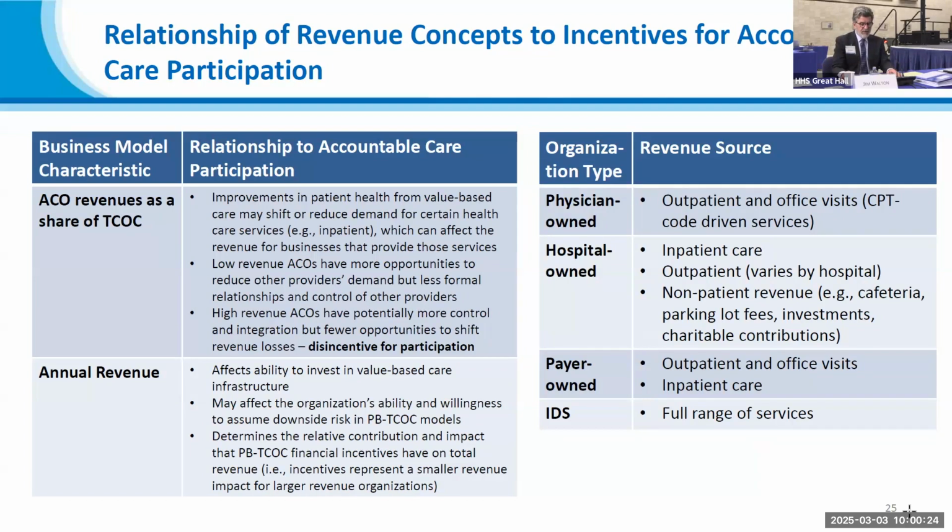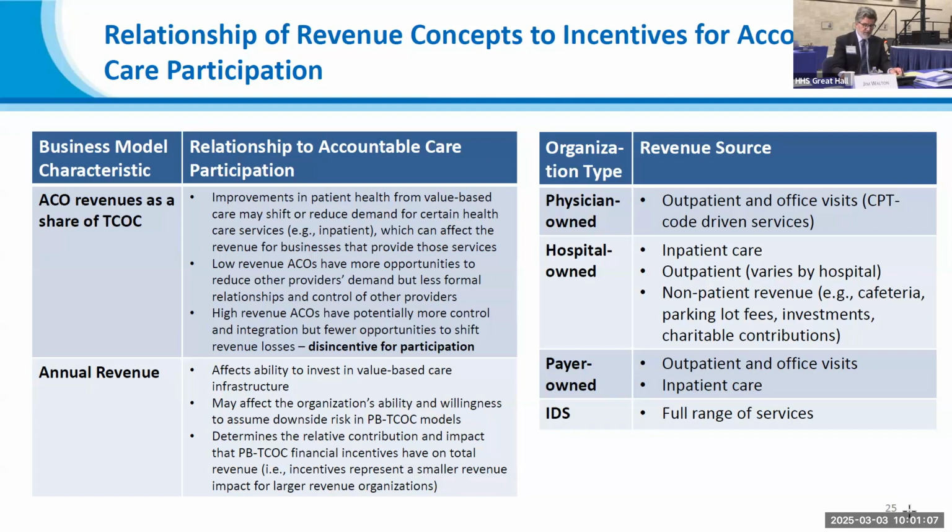In this slide, the revenue concepts related to ACO participation are represented. We identified business model characteristics as a key fourth organizational characteristic to consider as a factor impacting participation decisions. The key point of the slide is that ACO revenues as a share of total cost of care may significantly impact participation decisions. For example, improvements in care delivery and overall health status could shift demand for some organizations who provide these services. An example would be inpatient care for a large integrated delivery system.